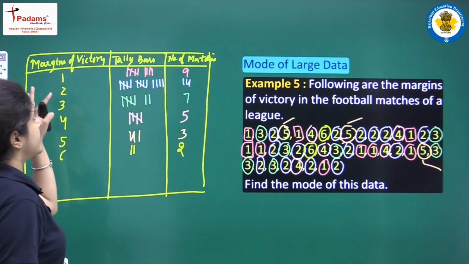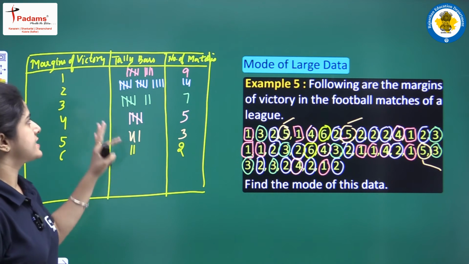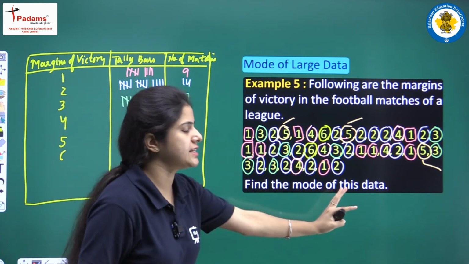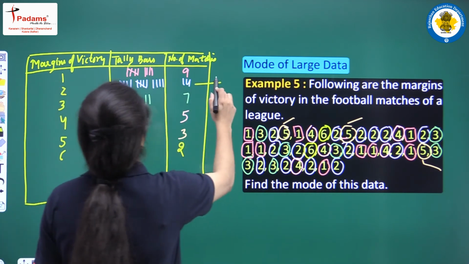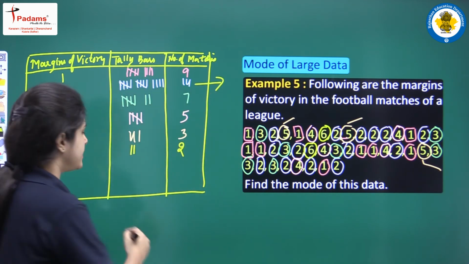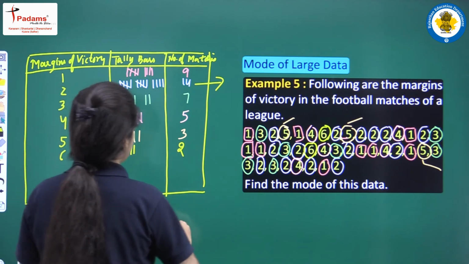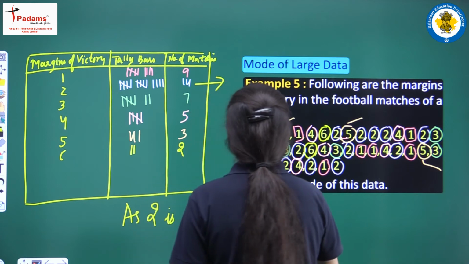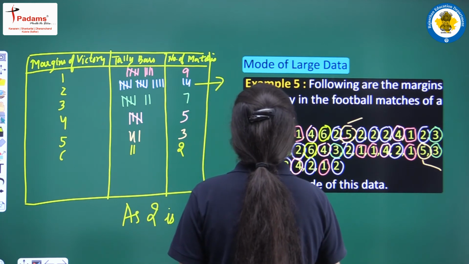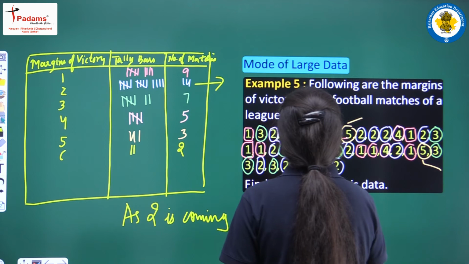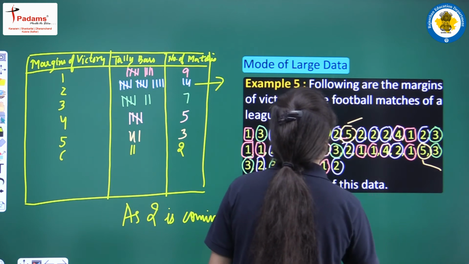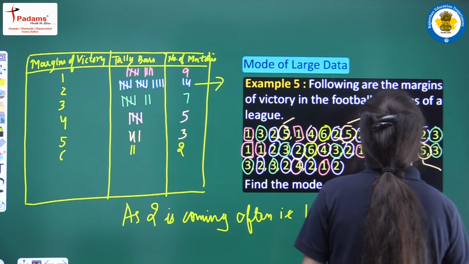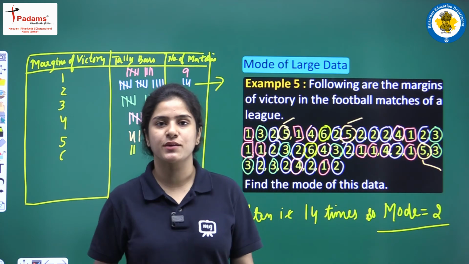So students, these are the margins of victory, tally bars and number of matches. Alright students. So what is the mode of this data? Clearly students, 2 is coming most often, that is 14 times. So mode is equal to 2, okay, because 2 is coming the most times, okay students.